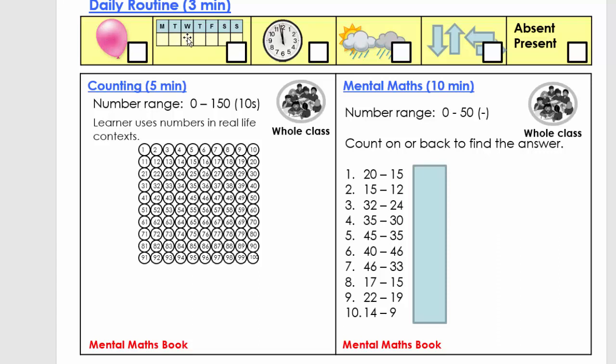What is today's date? What is the time? What is the weather like today? Show me left, right, up, down. And then how many learners, if you're in the classroom, are absent today, or maybe there's a friend, a family member that's sick, we can then count those people.